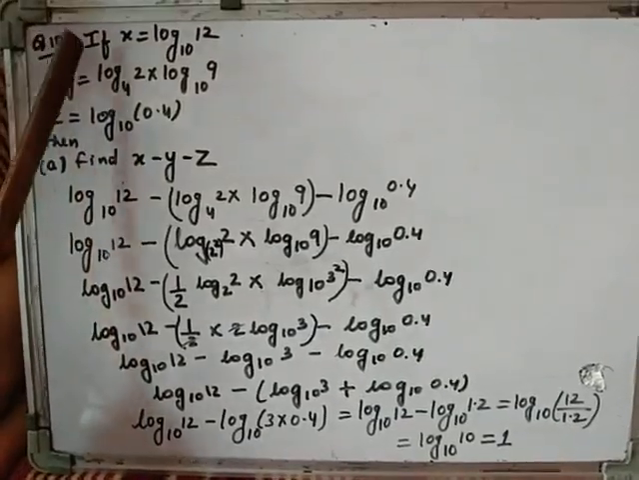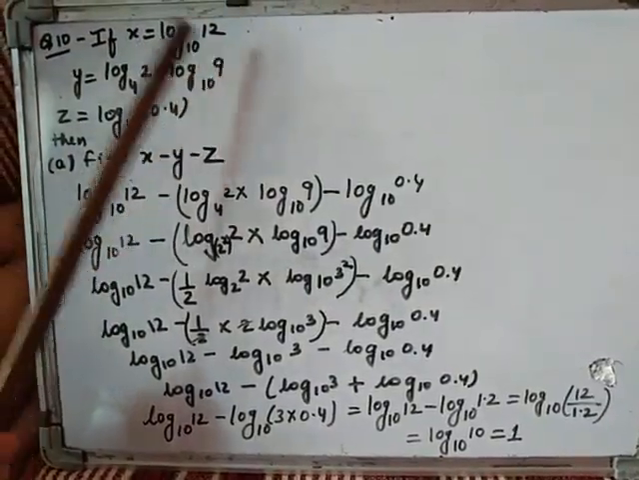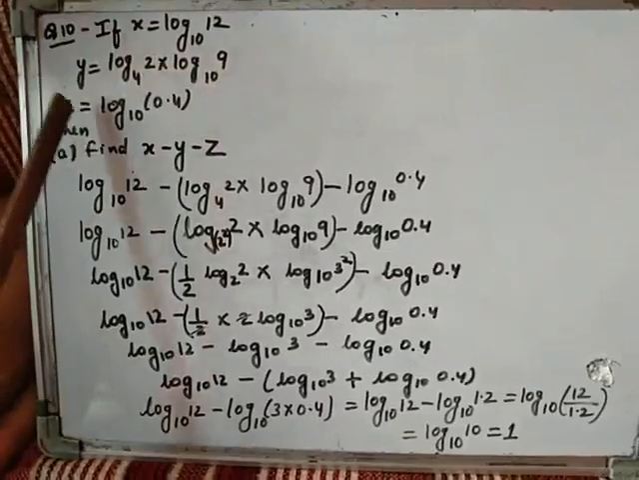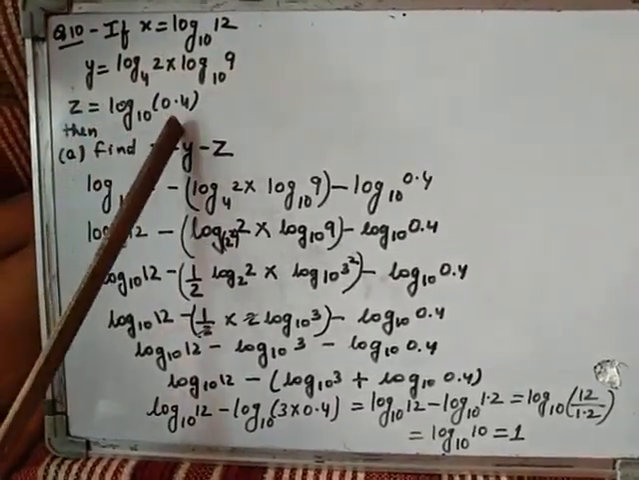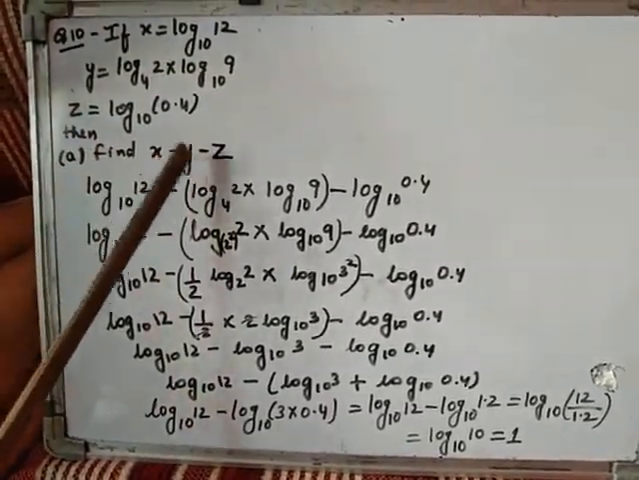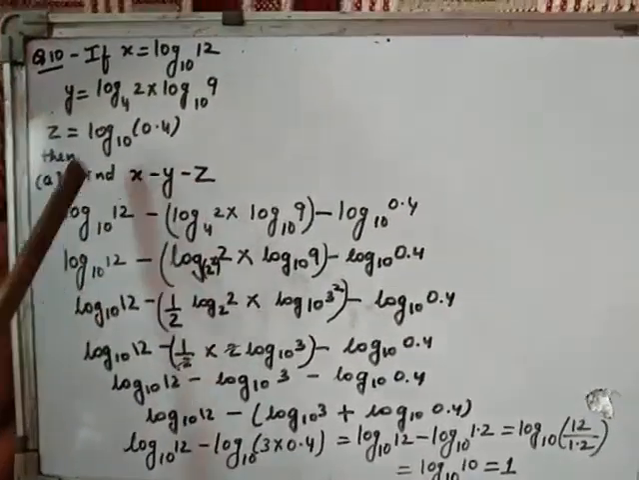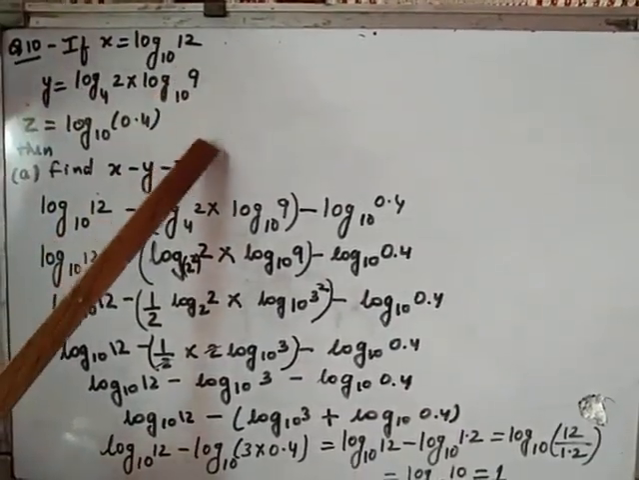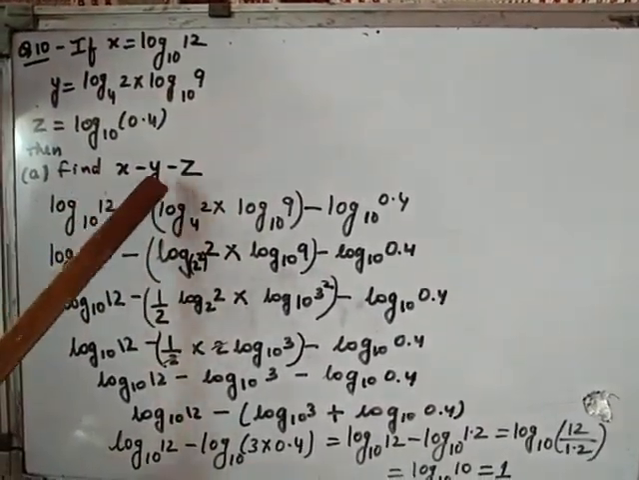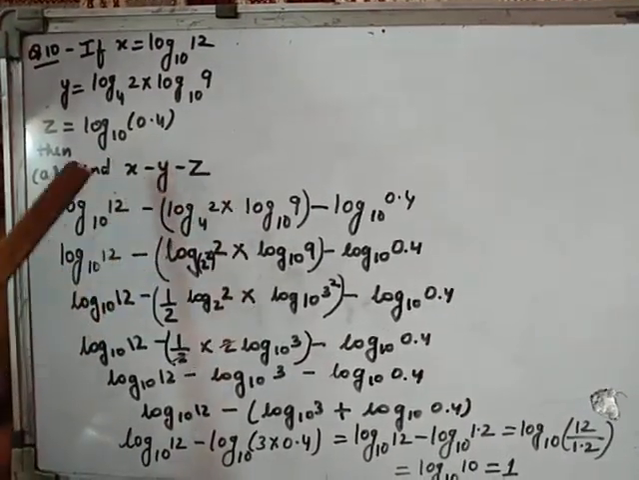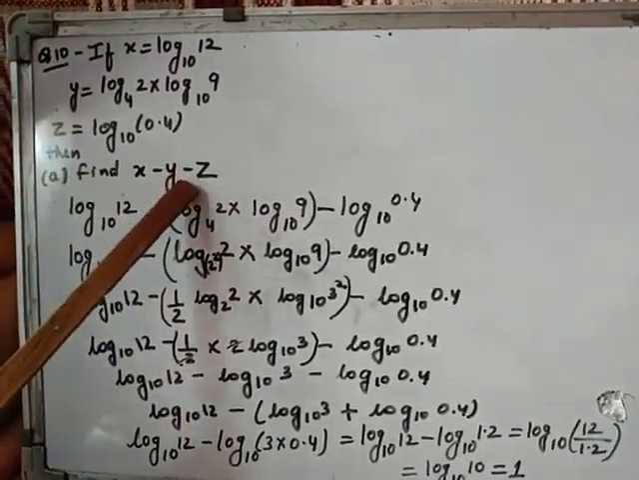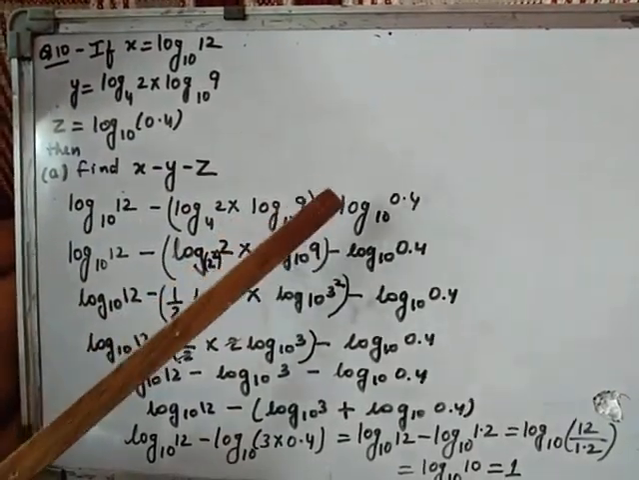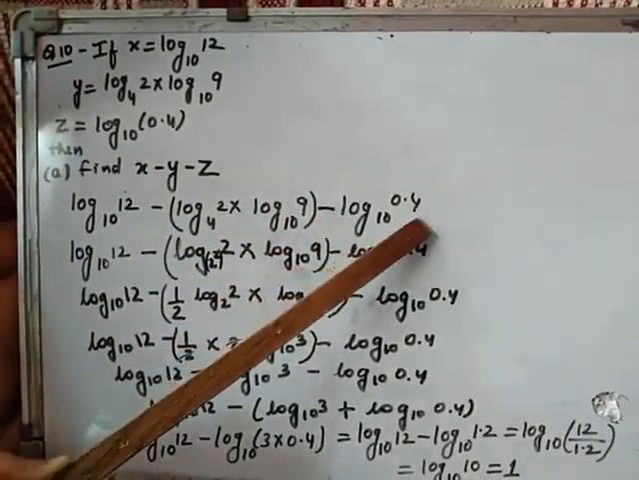If x equal to log to the base 10 of 12, y equal to log to the base 4 of 2 into log to the base 10 of 9 and z equal to log to the base 10 of 0.4, then find x minus y minus z. So students, here the value of x, y, z is given. We substitute the value of x, y, z in x minus y minus z. So x is log to the base 10 of 12 minus y, log to the base 4 of 2 into log to the base 10 of 9 is y, and log to the base 10 of 0.4 is z.